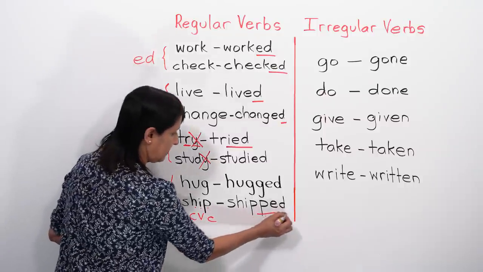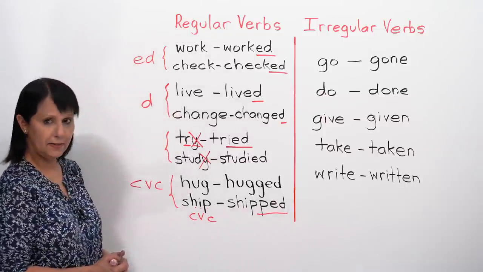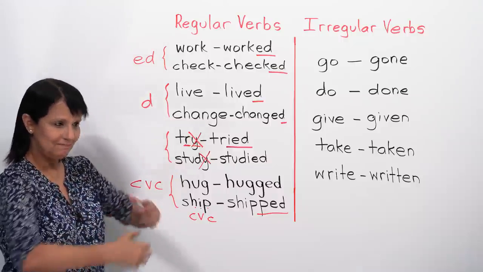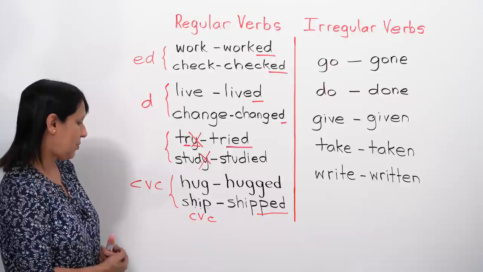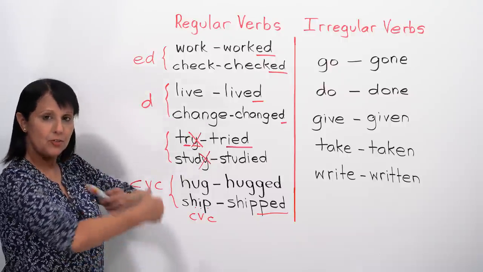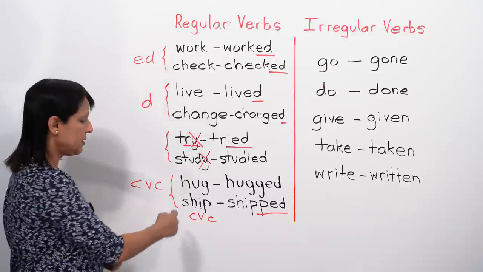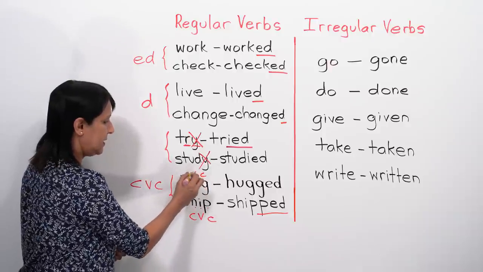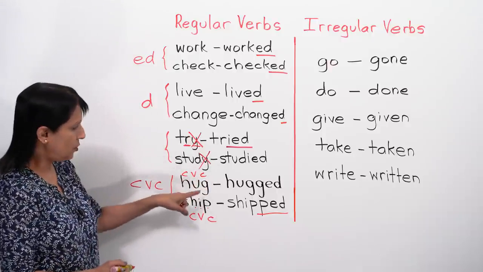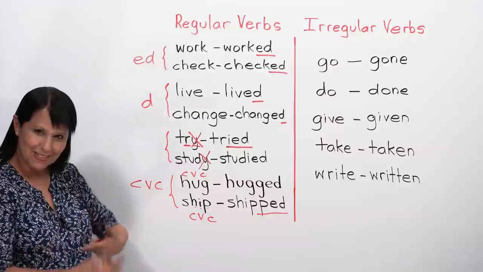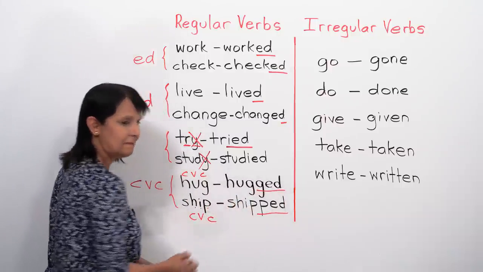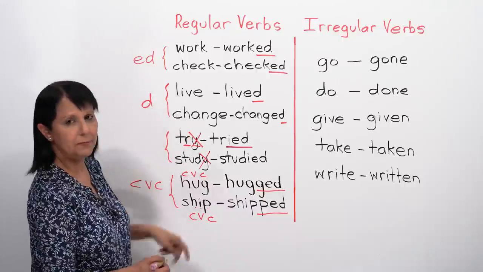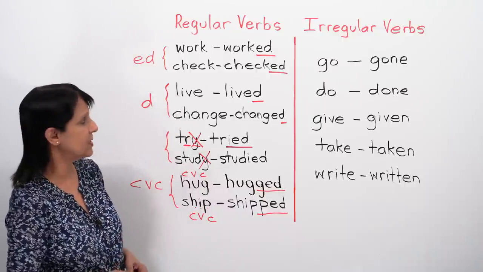We see that here. Or hug. To hug means to embrace, like to embrace a child, or embrace somebody that you love is to hug. So this also has a CVC pattern. So the last letter gets doubled. Hug, hugged. All right? There you go. So these are some of the main changes with the regular verbs.